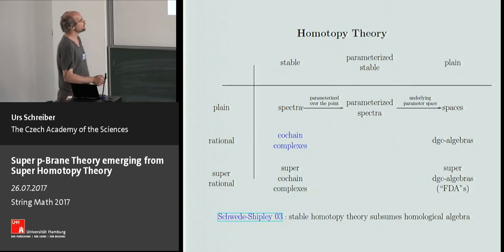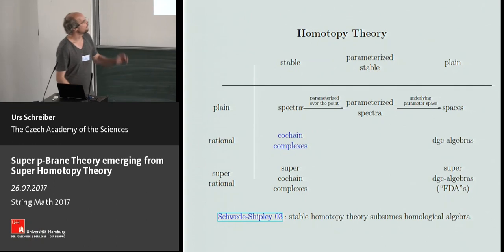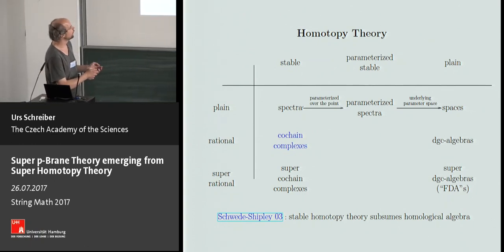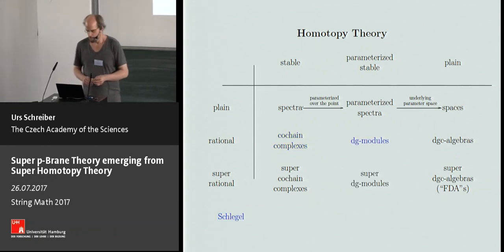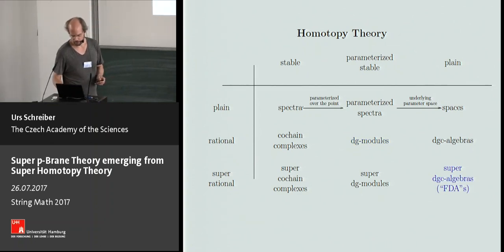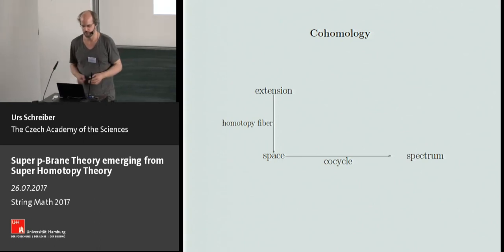So if you have a space over which a spectrum is parametrized and it's encoded by some DGC algebra, then the rationalization of that spectrum will be, by the left column, the cochain complex, but it's now also sitting over the space, so it will actually be a DG module over that thing. So this is the rational super homotopy theory that we're going to use until the very last slide, when I give a lightning outlook on the non-rational theory, which is, of course, what we're really interested in.